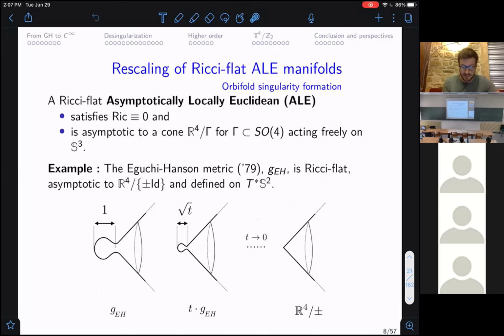And the simplest example of this Ricci-flat ALE metric is the Eguchi-Hanson metric. It's Ricci-flat and asymptotic to this simplest cone I already mentioned a few times. So how do we create a singularity? Well, just take your metric, multiply it by a small factor t here, and let this factor go to 0. That's just a rescaling. And by definition of the asymptotic cone, by letting t go to 0, you converge to the cone. And you created here a singularity. And every singularity really appears that way. So it's not so bad, but that's how they appear.